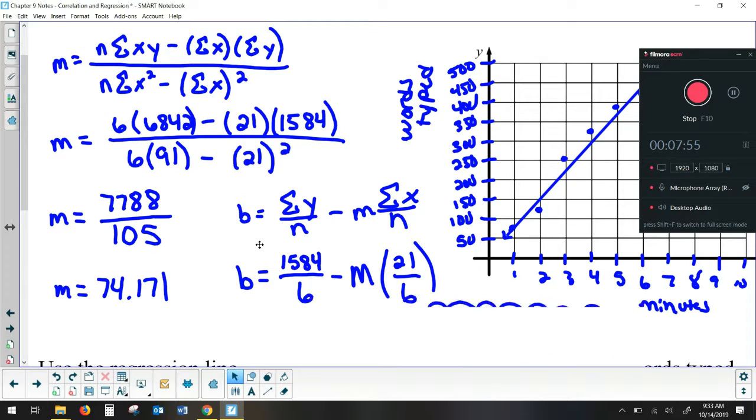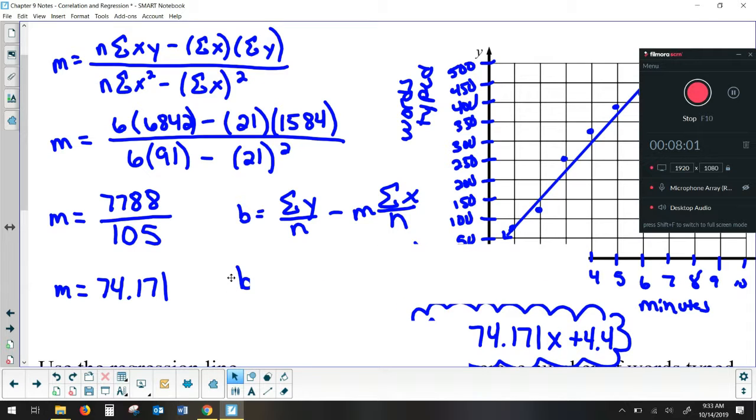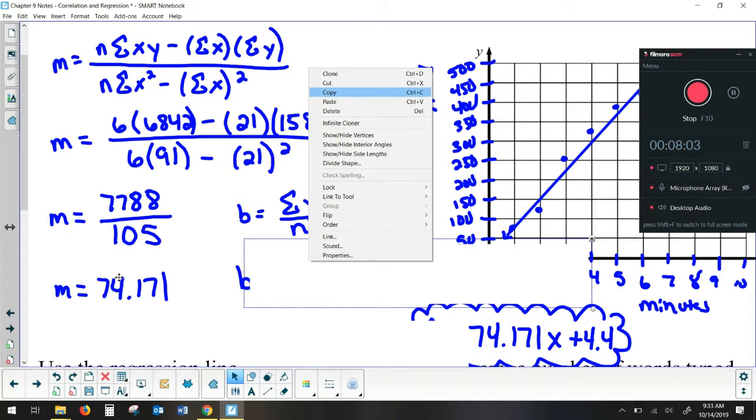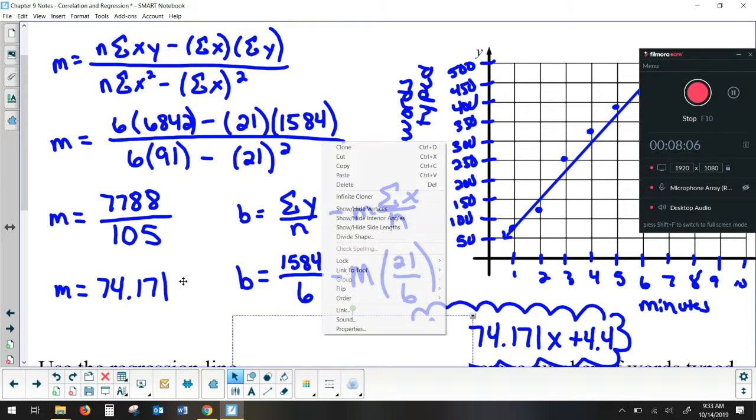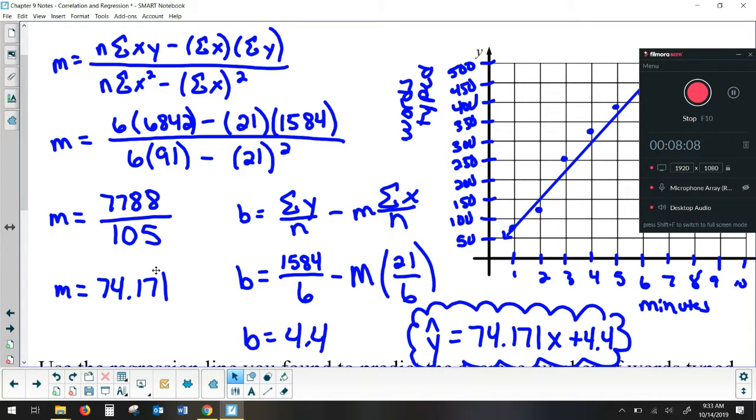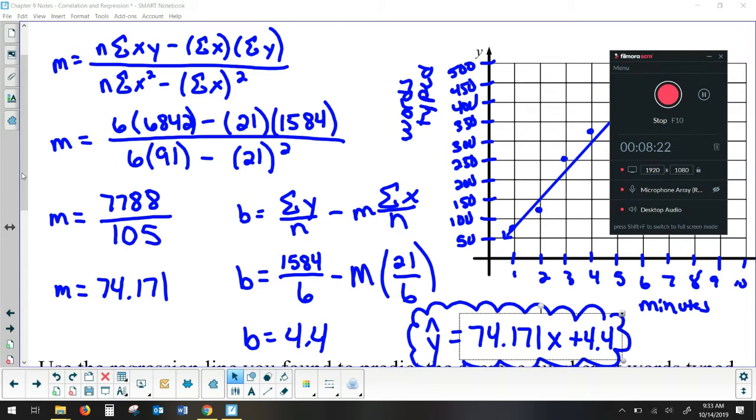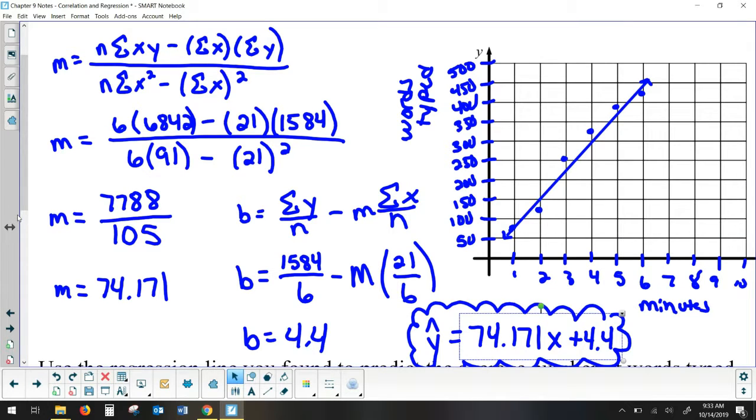1,584 over 6 minus m times 21 over 6. B is 4.4. So y hat equals 74.171x plus 4.4.